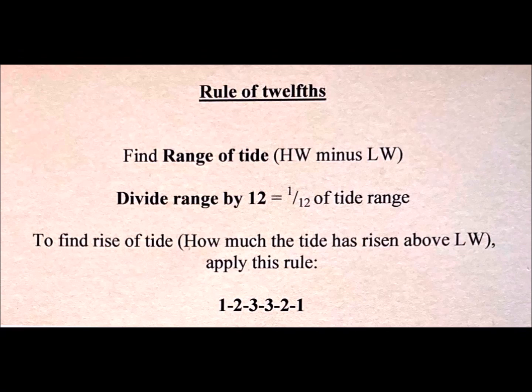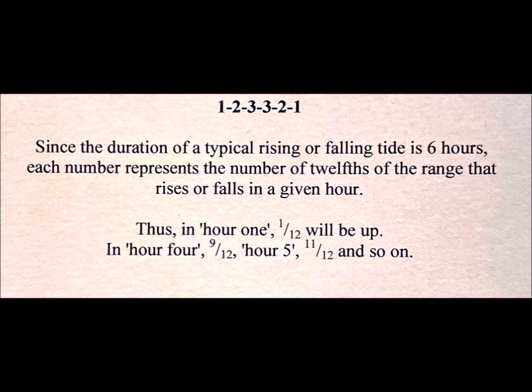And then, with the range in hand, you apply the following little formula: 1, 2, 3, 3, 2, 1. And what does that mean? Well, each of those numbers represents a 1/12 of the range of the tide. So you divide the range by 12, that gives you 1/12, which is the magic number. And in the first hour, 1/12 of the tide will come up. In hour 4, 9/12 will be up. That's 1 plus 2 plus 3 plus 3. And in hour 5, 11/12 will be up, and so on.